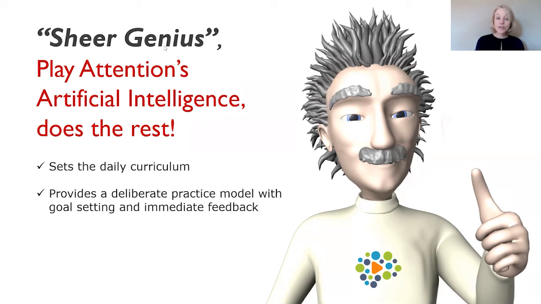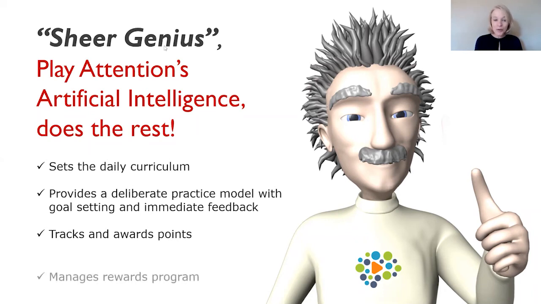It provides a deliberate practice model, which means once we set the activities for the day, Sheer Genius is going to set mini goals. Yesterday, you worked on time on task and you completed it with 70% attention. Today, let's try 72% attention. And if you do that, you earn a point. And the point goes into their reward system, which is also tracked by Sheer Genius.